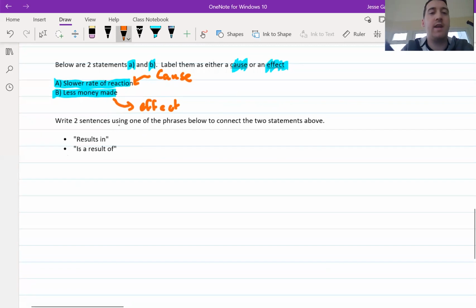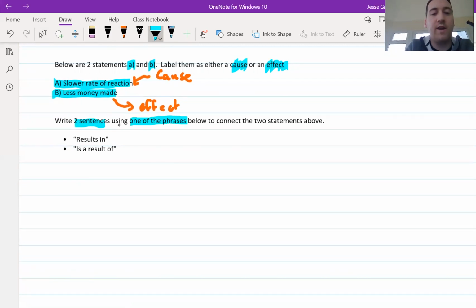All right, the next thing you have to do is write two sentences using one of the phrases below. These are the two phrases that connect the two statements above. So I'm going to do the first one for you, show you how to do it, and let you do the second one. I'm going to use this phrase here, results in. I need to decide which one is going to go before results in and which one's going to go after. So I'm going to put results in the middle.